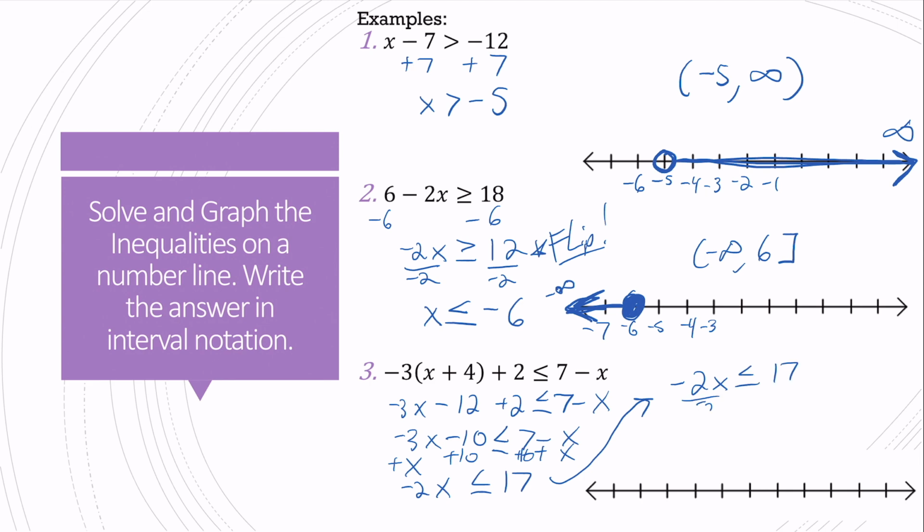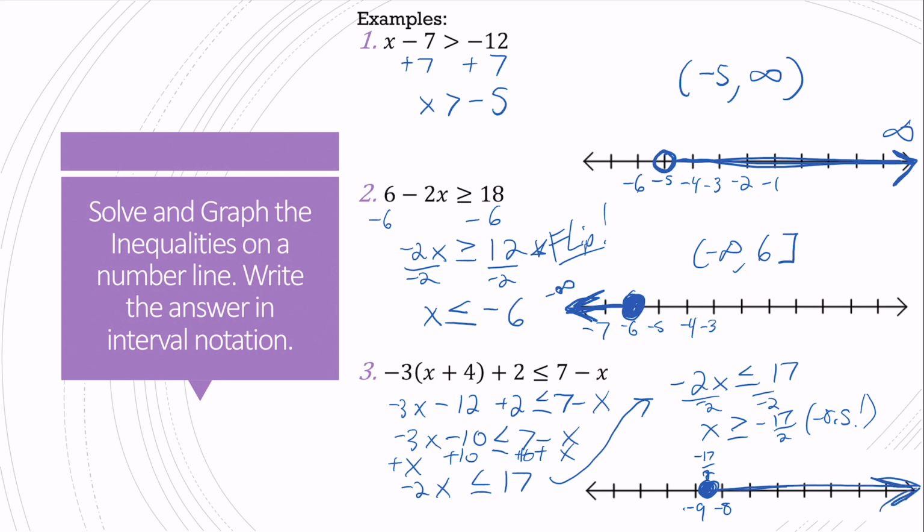I divide both sides by negative 2. X is greater than or equal to negative 17 halves. That's negative 8.5 in case you were wondering. And I can still graph this on a number line. So if I have negative 9 and negative 8, it's right in the middle of those two. So here's negative 17 halves. I graph that with a closed dot. And its x is greater than or equal to negative 17 halves, so I shade to the right.